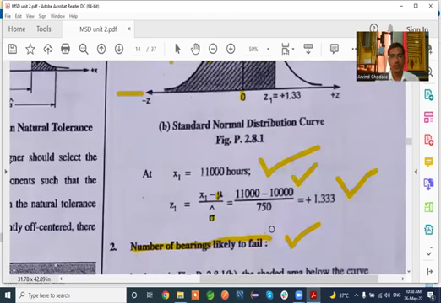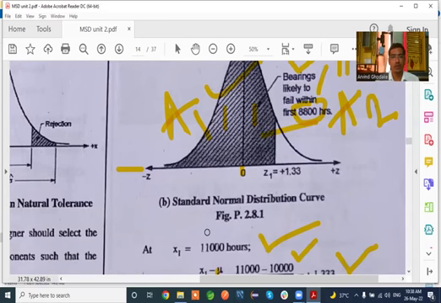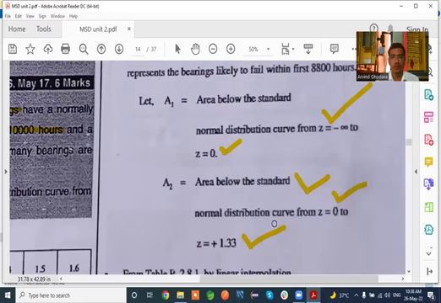So there is a mistake in the book. Here it should be 11,000 hours and not 8,800 hours. If the problem statement gives 11,000 hours, then it will be 11,000 hours. Thank you for watching the problems on statistical consideration in the design.